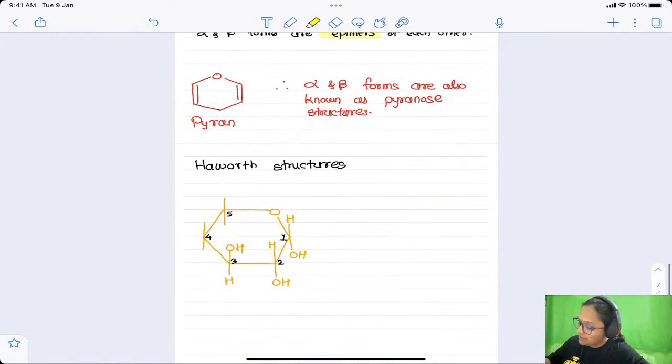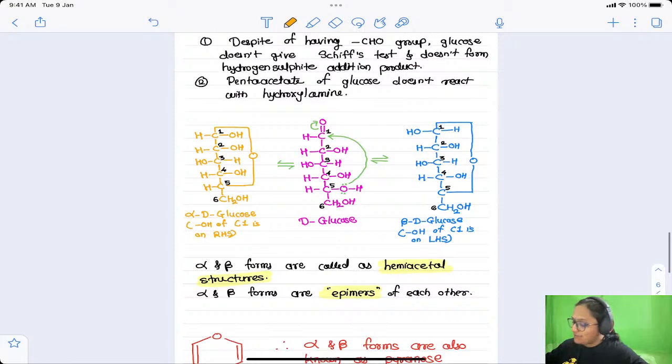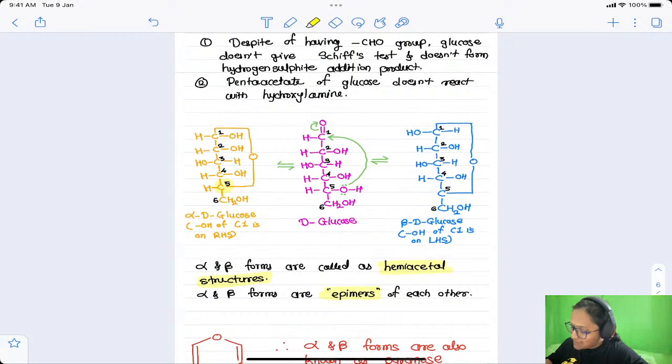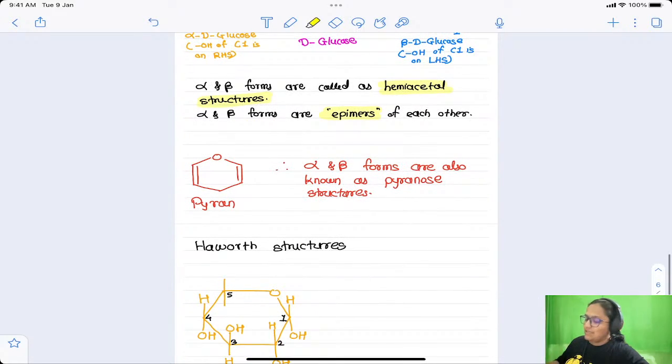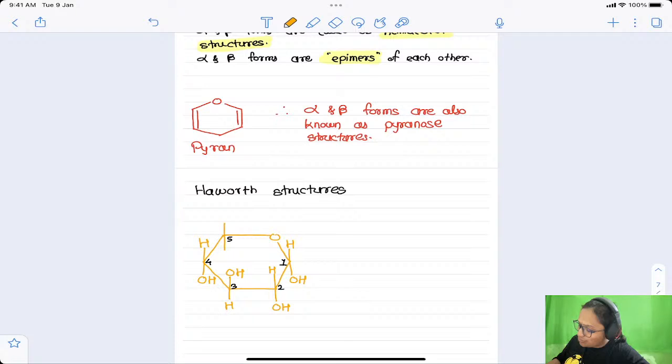OH is again on the right hand side means what? Down. So like this. Then on carbon number 5, let us see what is attached. This is carbon number 5, right? On carbon number 5, one is hydrogen, another is CH2OH, right? Always remember, CH2OH you are going to draw always up, because it is a bulky group, you cannot draw it down, and then hydrogen down.